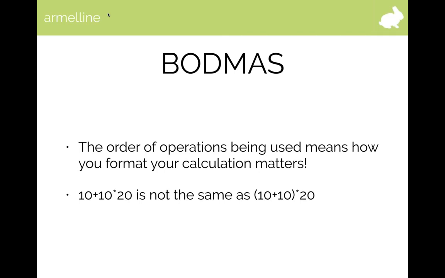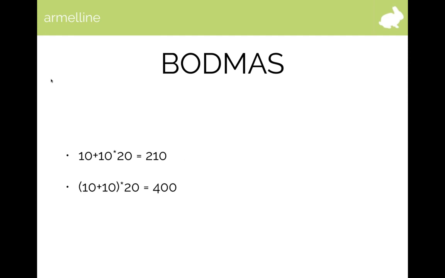If you put 10 plus 10 times 20, that's not the same as opening brackets 10 plus 10 and times 20, because it will do the multiplications first and then the additions. But it will do what's in brackets before the multiplications. So when we say 10 plus 10 times 20, it's going to times the 20 by the 10, then add the 10. And if we say 10 plus 10 in brackets times 20, it's going to do that 10 plus 10 first, then multiply it by 20. So in the first case, we get the result of 210. In the second, the result of 400.